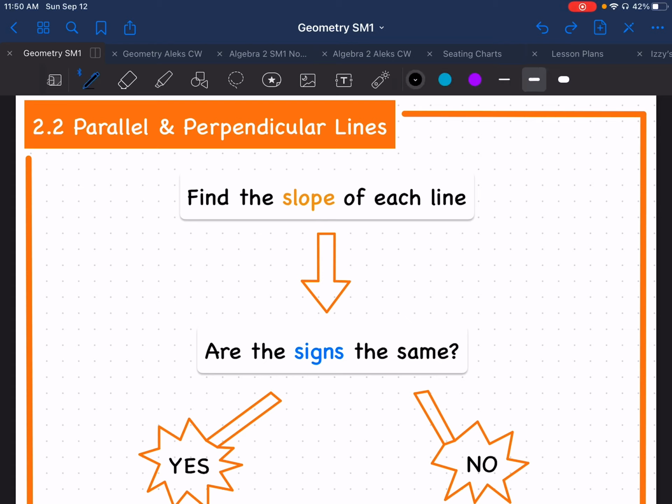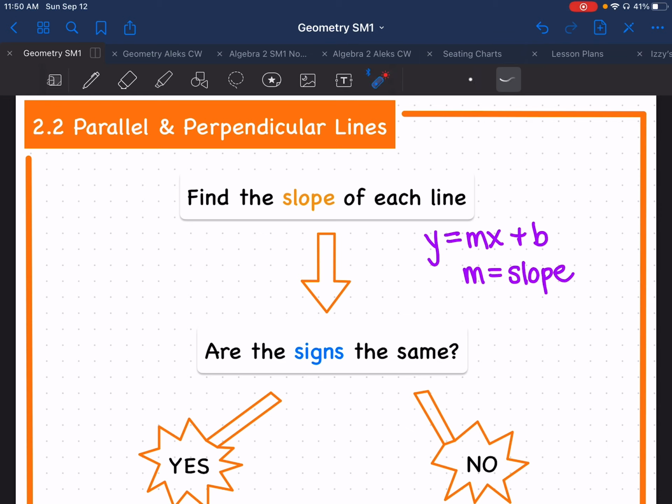Now remember, the easiest way to find the slope is to make sure that it is in slope-intercept form. That would be the form y equals mx plus b, where m, the number in m's place, is of course your slope.